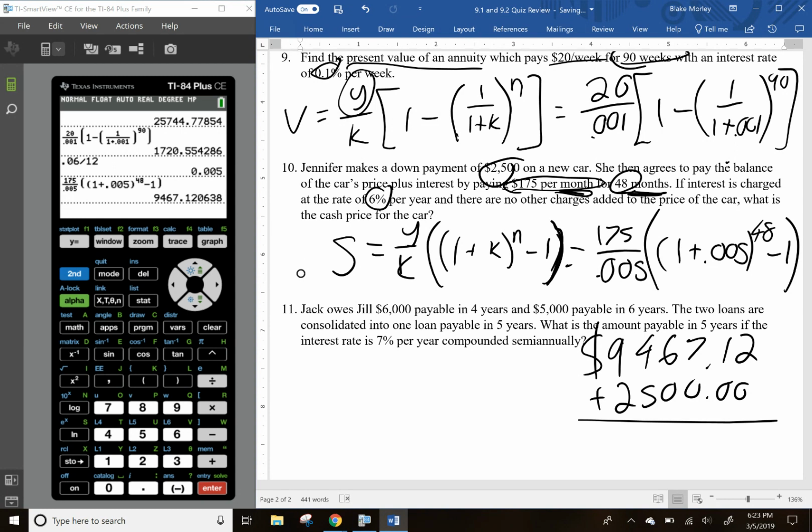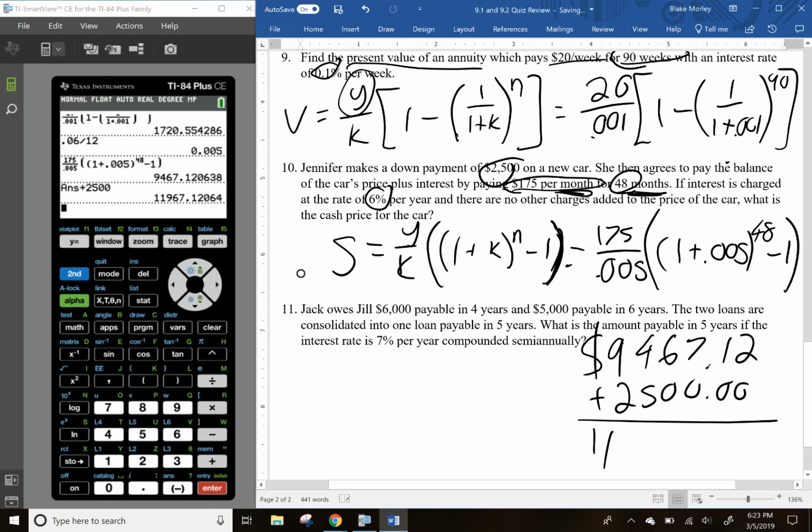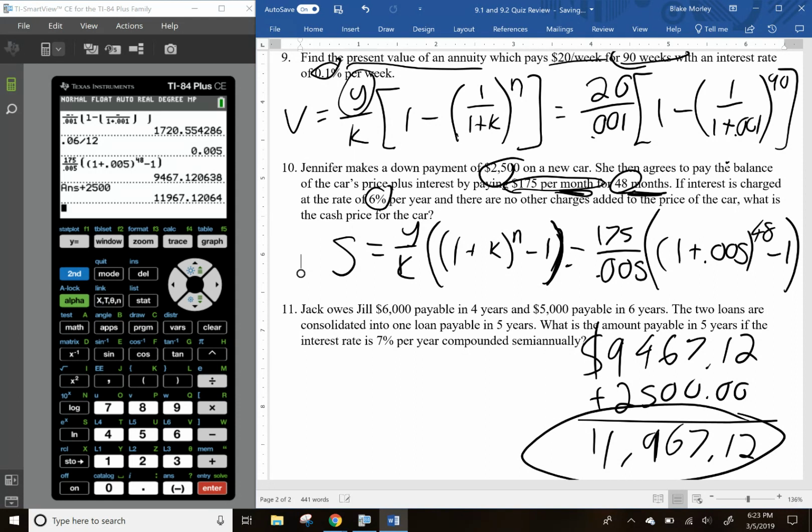So if we total up how much we're paying, we actually buy the car at $11,967.12. So that's the actual value of that car.